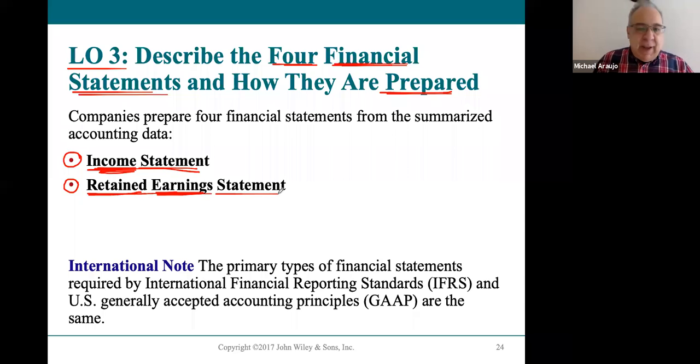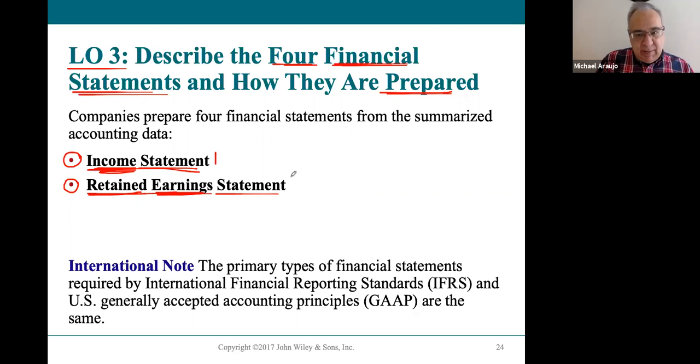What else could happen to that profit? Like I said, it could be shared in the form of a dividend with the owners. And so this statement tells us how much is retained and how much has been sent out in the form of a dividend.